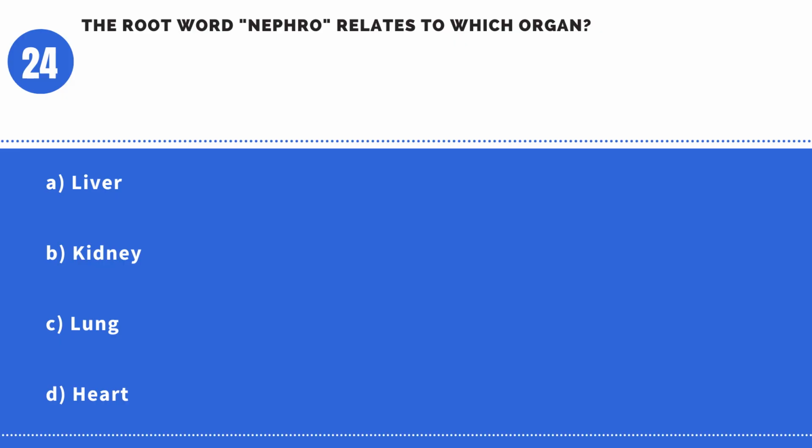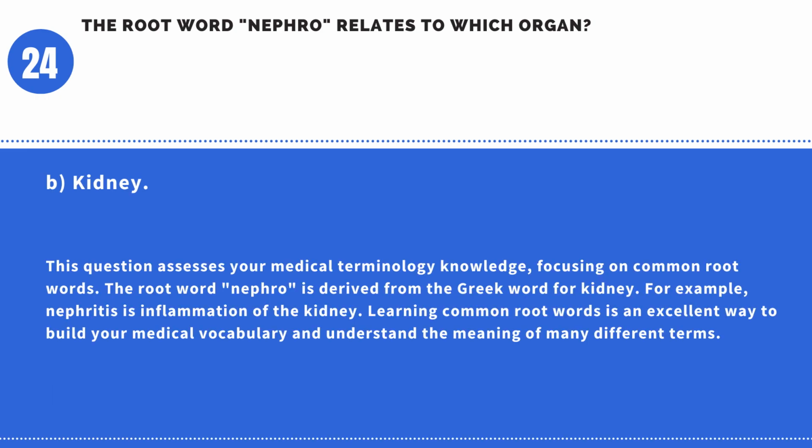Question 24. The root word nephro relates to which organ? A. Liver. B. Kidney. C. Lung. D. Heart. Answer: B. Kidney. This question assesses your medical terminology knowledge, focusing on common root words. The root word nephro is derived from the Greek word for kidney.